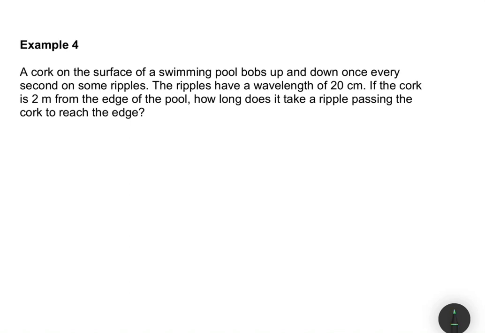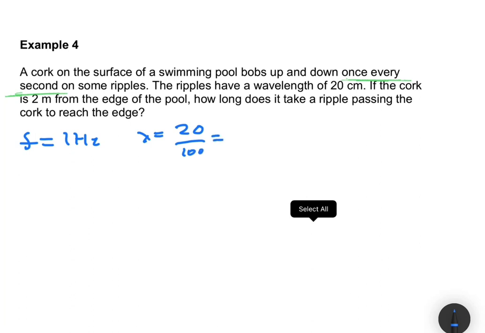A cork on the surface of a swimming pool bobs up and down once every second on some ripples. The key phrase here is once every second. That should tell us that we have a frequency of 1 Hz, as it bobs up and down once every second. The question goes on to say that the ripples have a wavelength of 20 centimeters. But we know that we use meters and not centimeters. So we have to convert from centimeters to meters by simply dividing by 100. So the wavelength is now 0.2 meters.